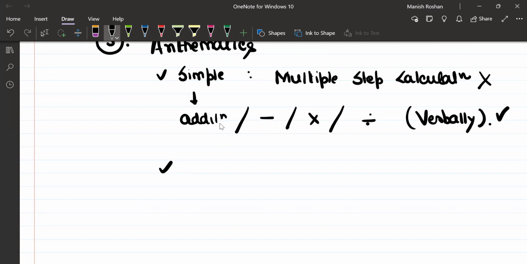Then regarding the complex, there is a situation given, a very common example which we use, and it involves multiple steps. So here multiple steps are allowed.